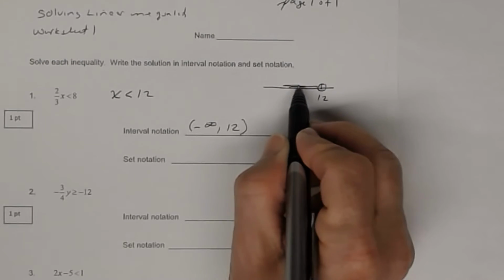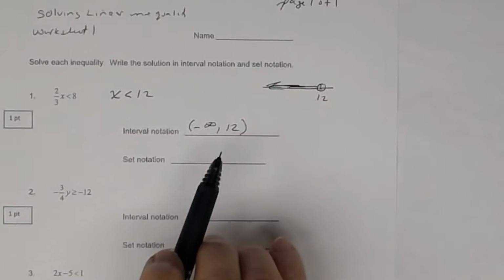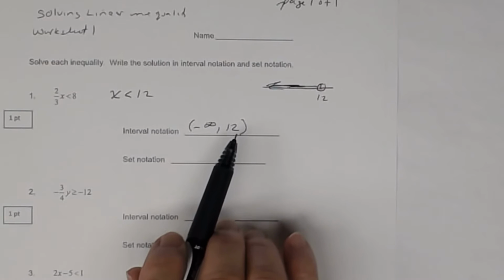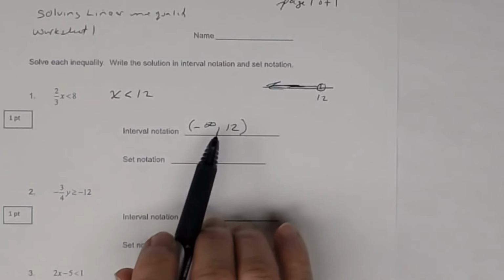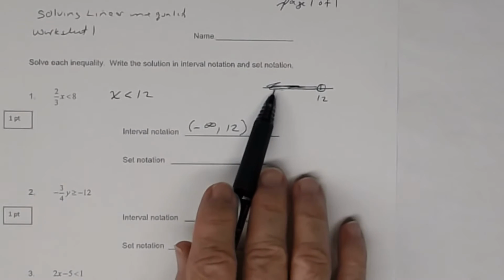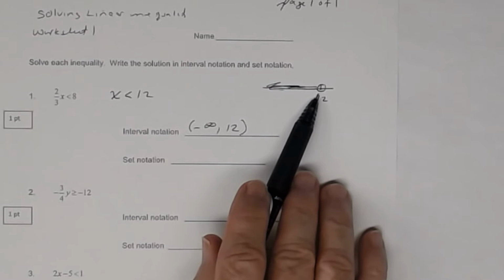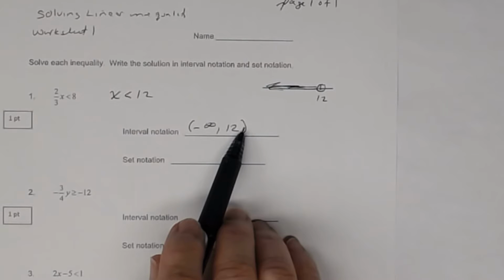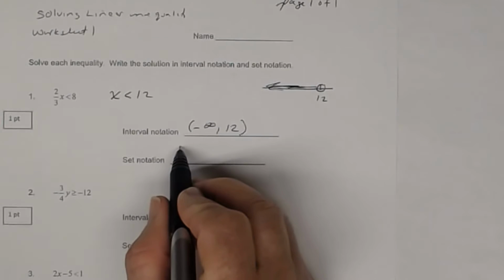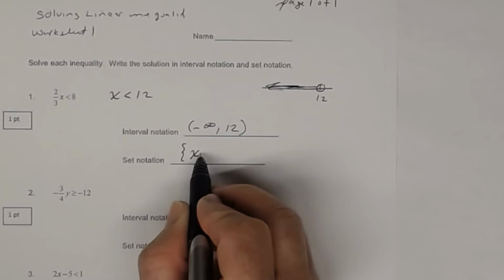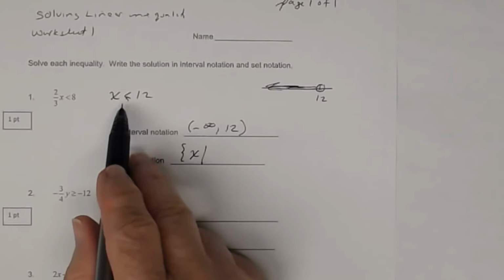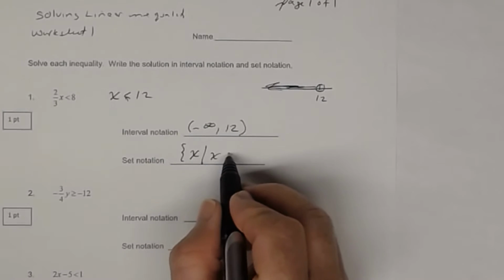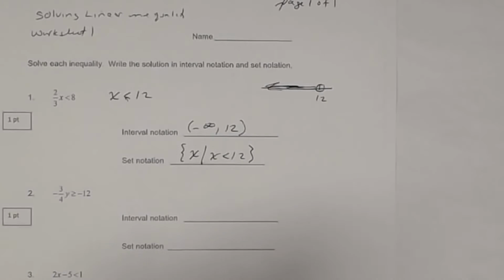And you're going to the left. So in terms of your interval notation, you go from negative infinity to 12. Now remember, since there's no equal sign, you're going to put parentheses. That's important to recognize. And now set notation, that's easy. You're going to say the set of x's such that, and you just write the inequality, such that x is less than 12. And that's all you do.